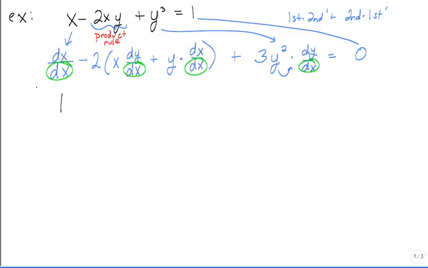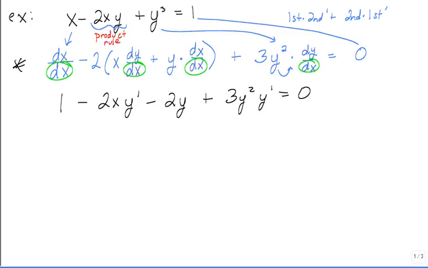Now I can go back and simplify it. That's 1 minus 2xy prime minus 2y dx dx is 1 plus 3y squared y prime equals 0. And do that. So make sure that you do this step. That will save you a lot of headaches. Again, check for dx in each term. Every term should have a dx in it if you do it this way. Also, the big deal here was that you had to look and make sure you saw that that was a product. You have to use the product rule.